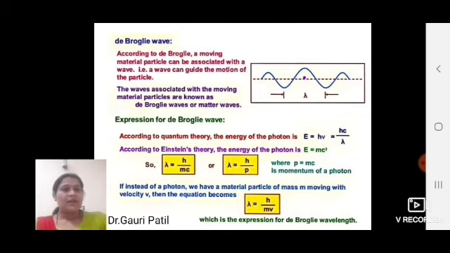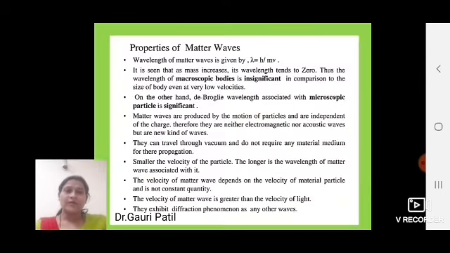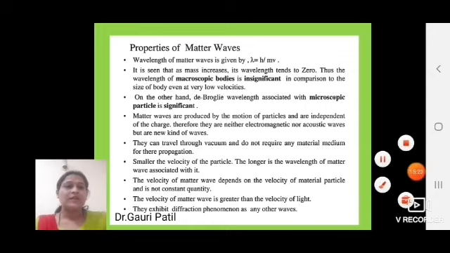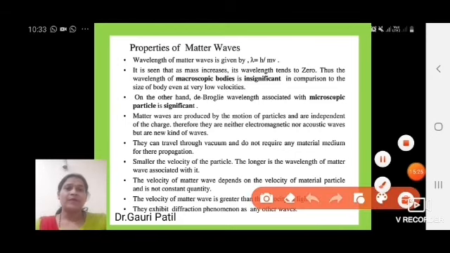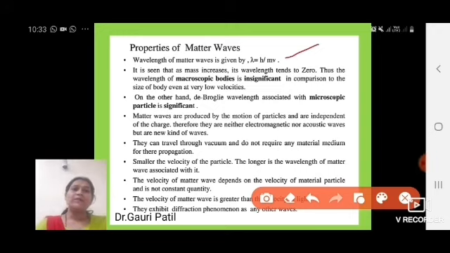After the expression of de Broglie's wavelength, we will discuss the properties of matter waves. So dear students, there are many properties of matter waves, out of which the first property is that the wavelength of the matter wave is given by λ is equal to h upon p, where p is equal to mass into velocity. So the wavelength is given by the relation λ is equal to h upon mv.